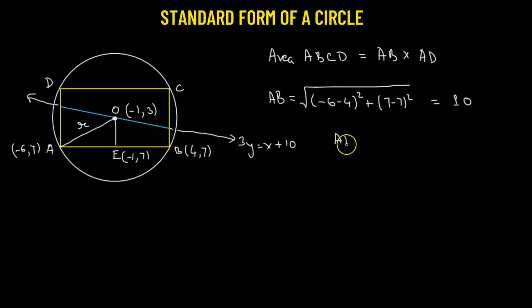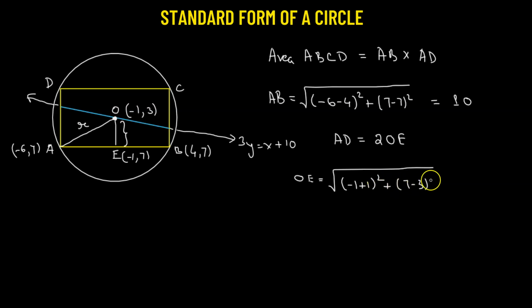Next, we need to find out the value of AD. Now, we don't have to worry about AD because we know that we have the value of OE. So actually, it's going to be 2 times the length of OE, which is equal to the length AD. So for the length OE, we'll again use the distance formula. Underneath the square root, first we take the difference of the x coordinate, so we have -1 plus 1 and square it, and add it to the difference of the y coordinate, so that's 7 minus 3 and then square it. So this is going to give us 4. So OE length is equal to 4, which means the length of AD is going to be 2 times the length of OE, so that means we have 8 units.